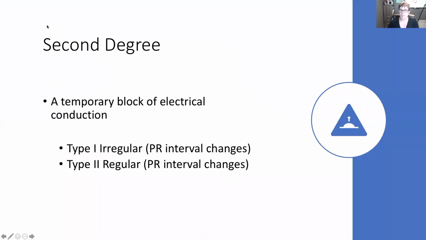Now, as mentioned, there are two types. In type 1, the PR interval will actually change as that block gets progressively longer and longer and longer. And then we actually have a drop where we don't see a QRS wave. And in type 2, we have that consistent delay in the PR interval, but then all of a sudden an impulse is blocked. So let's look at those in a little bit more detail.